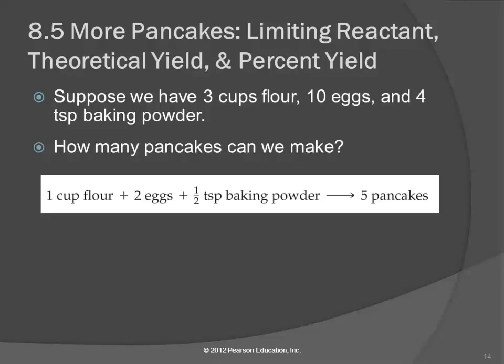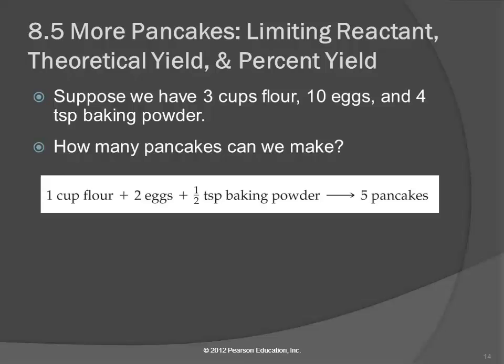So we're revisiting the pancakes. Suppose we have 3 cups of flour, 10 eggs, and 4 teaspoons of baking powder. How many pancakes can we make? Well, we've got our recipe. A cup of flour, 2 eggs, and a half teaspoon of baking powder would make 5 pancakes.